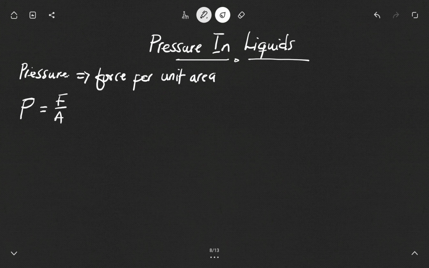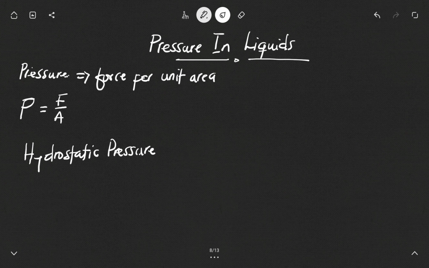Now when we talk about pressure in liquids, we are talking about the force per unit area that the volume of liquid exerts on the vessel or the container in which that liquid is. This force or pressure that is exerted on the vessel is what we call the hydrostatic pressure. For normal solids we just call it pressure, but for liquids we call it hydrostatic pressure.